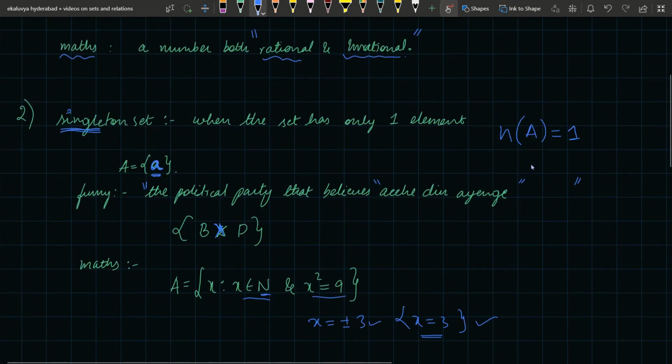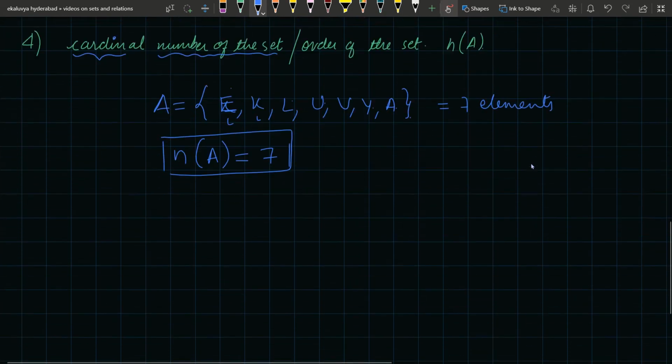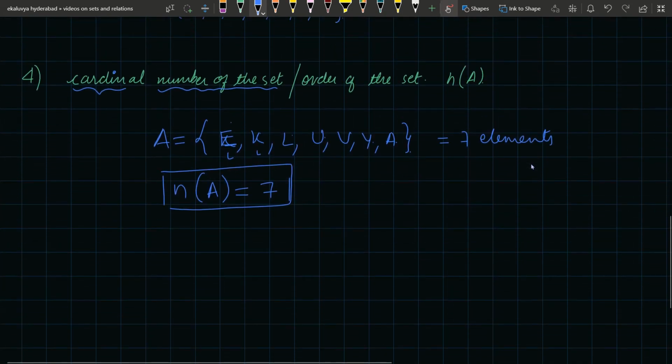That's what it is. Let's go ahead. It's also called order of the set. You can say it's order of the set as well. Okay, that's what you should understand. We can call it order of the set. Let's go to the next example.